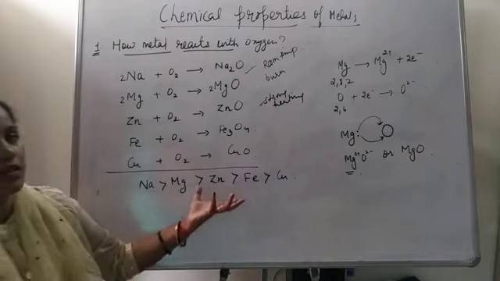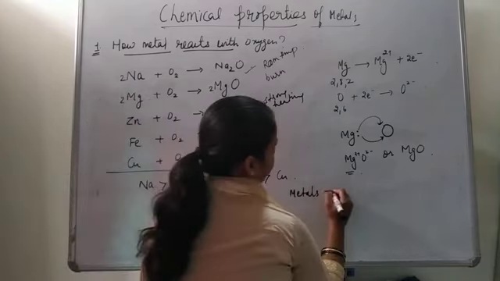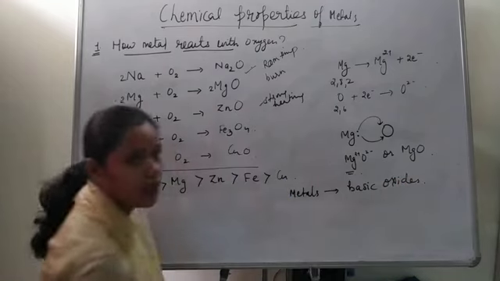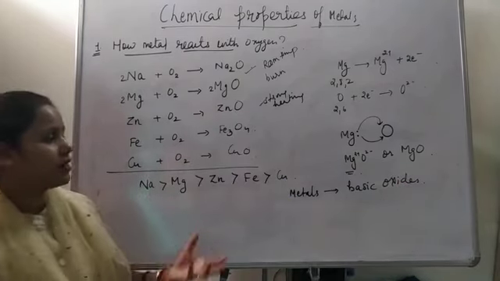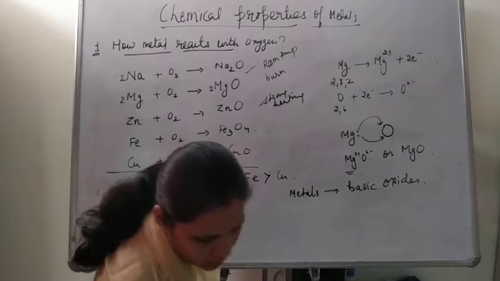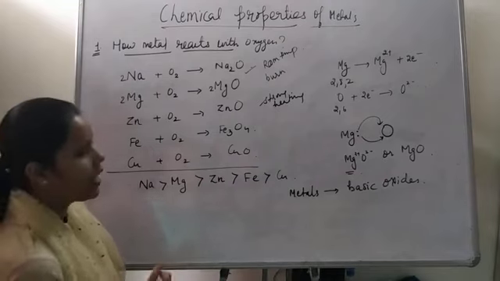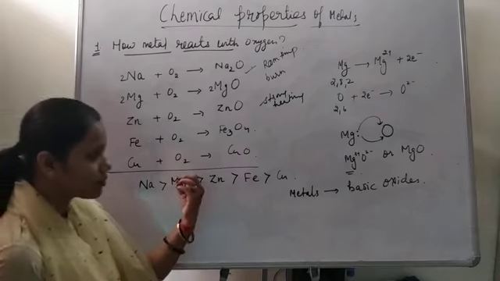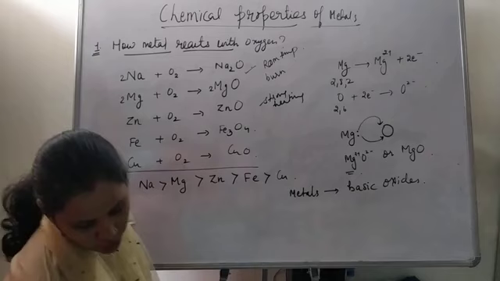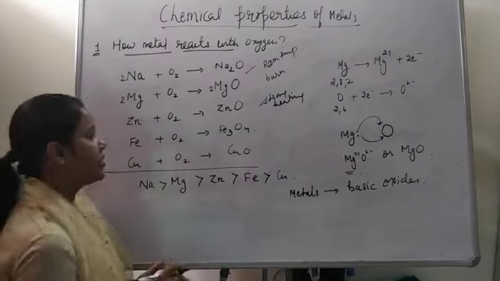Now what is the nature of this oxide? Metals, when they react with oxygen, form basic oxides. There are certain metal oxides which are amphoteric in nature also. Amphoteric means those metal oxides which react with both acid as well as base. For example, we can see the basic nature and the acidic nature of zinc oxide.